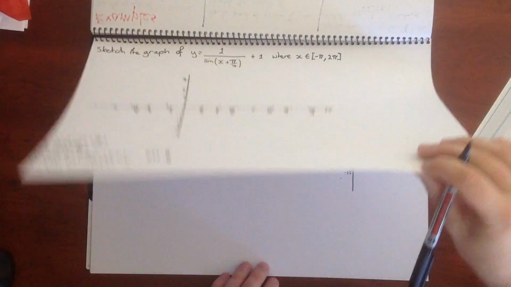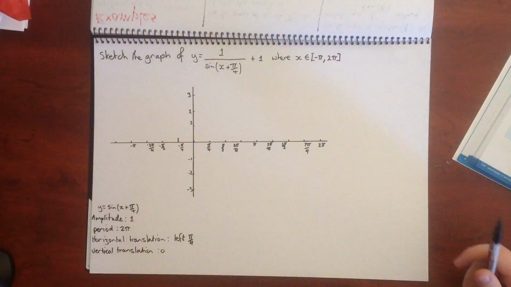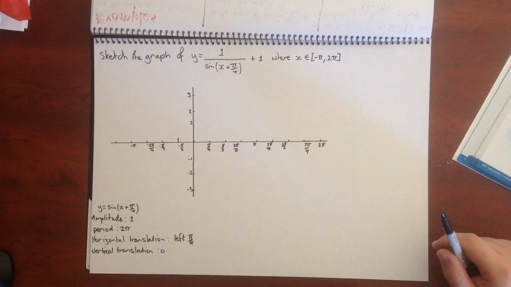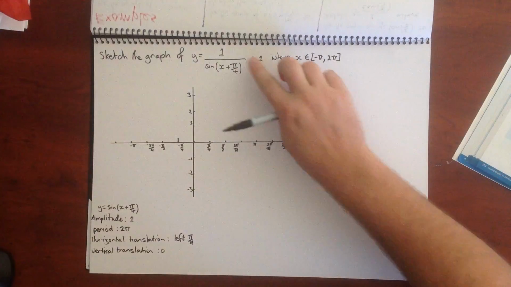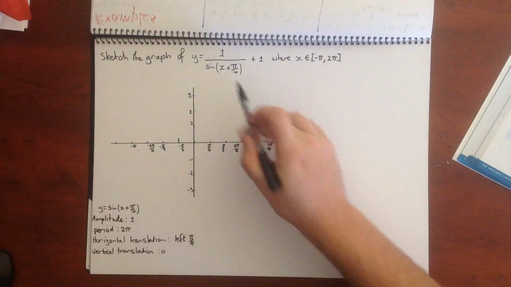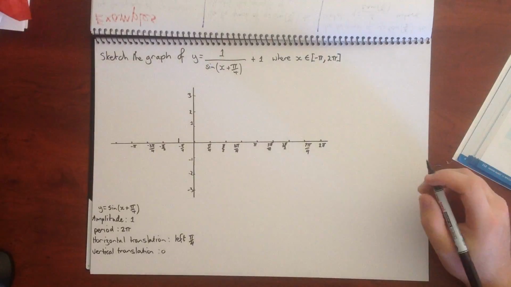Okay, we've got another example to look at, and this is our last one. Okay, so I'm going to sketch a graph of y equals 1 over sine of x plus pi on 4, plus 1, over the domain of negative pi to 2 pi. So a slightly different domain, but it doesn't matter too much. Okay, so what we're going to do is, just to start off with, ignore this 1. We're going to just start off with sketching sine of x plus pi on 4.